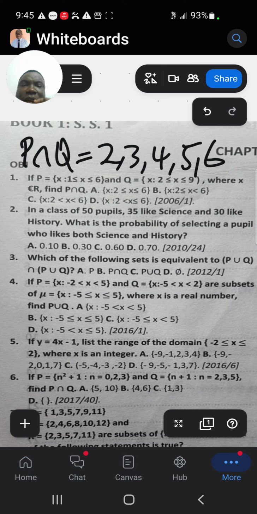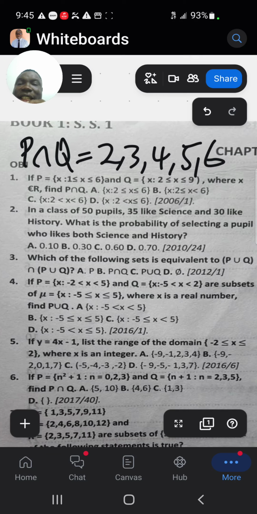But let's look at B. Now B says X is greater or equal to 2. That's also correct. But it says X is less than 6. When it says X is less than 6 and there's no equal to, it means 6 is not included. So that cannot be correct because 6 is included in P intersection Q. So B is crossed.